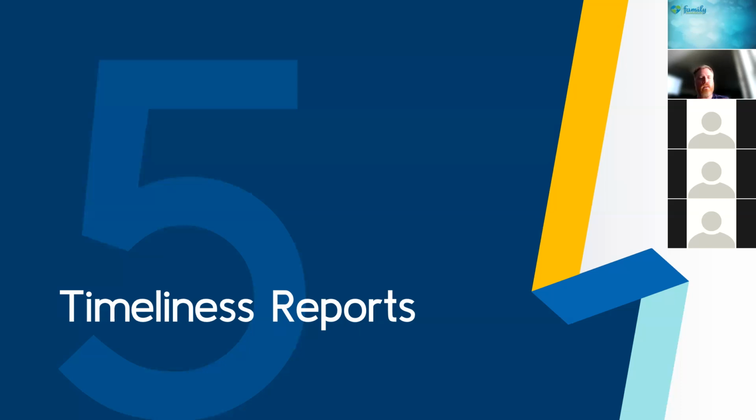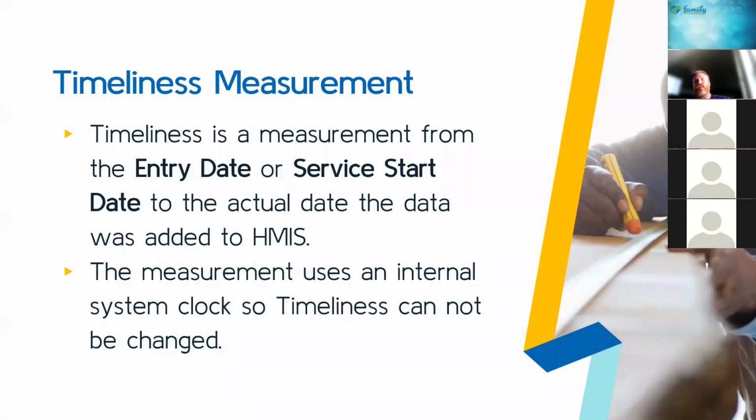So timeliness reports are also relatively straightforward because the one big thing about timeliness is you cannot fix it. So this is going to be an understanding of what the reports do and how to run them and what they show you, but you cannot fix timeliness. So timeliness is measuring from the entry date or the service start date to the internal clock in HMIS. So HMIS runs off an internal clock set based on the time zone that we're in, and it doesn't stop, it doesn't change. I can't even change it. So, it's something that is constant.